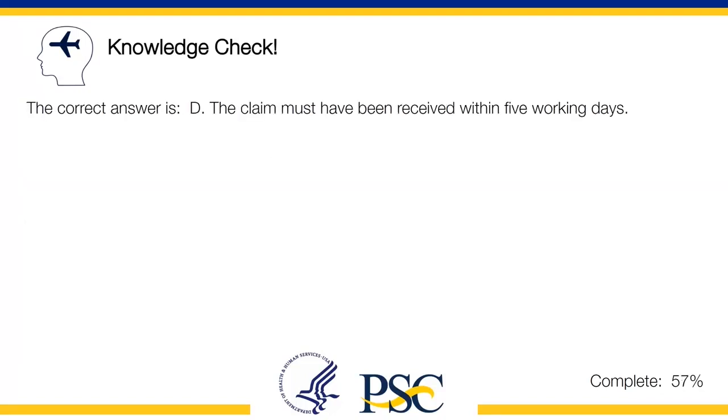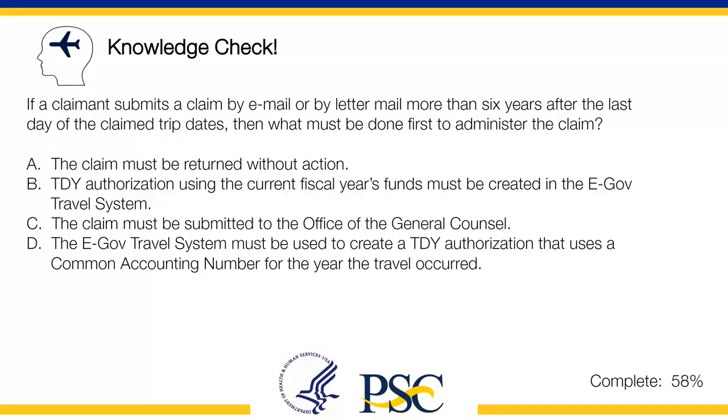The correct answer is D. The claim must have been received within 5 working days. If a claimant submits a claim by email or by letter mail more than 6 years after the last day of the claim trip dates, then what must be done first to administer the claim?